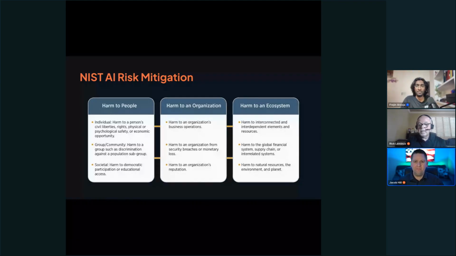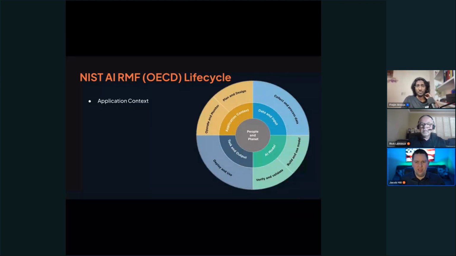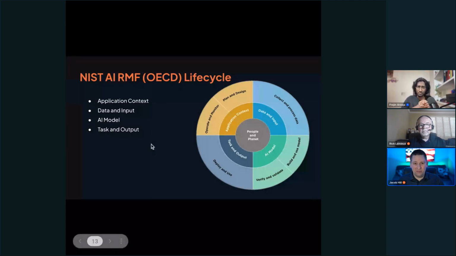We can move on to the next slide. And we have here the RMF life cycle. And this is from an organization called the Organisation for Economic Co-operation and Development. We'll just quickly walk through this. The inner circle shows AI systems' key dimensions, and the outer circle shows AI lifecycle stages. Starting with the application context in yellow, in the plan and design stage, we document the system concepts, objectives, and requirements. And again, this is a life cycle, right? And it starts from the development of an AI system.